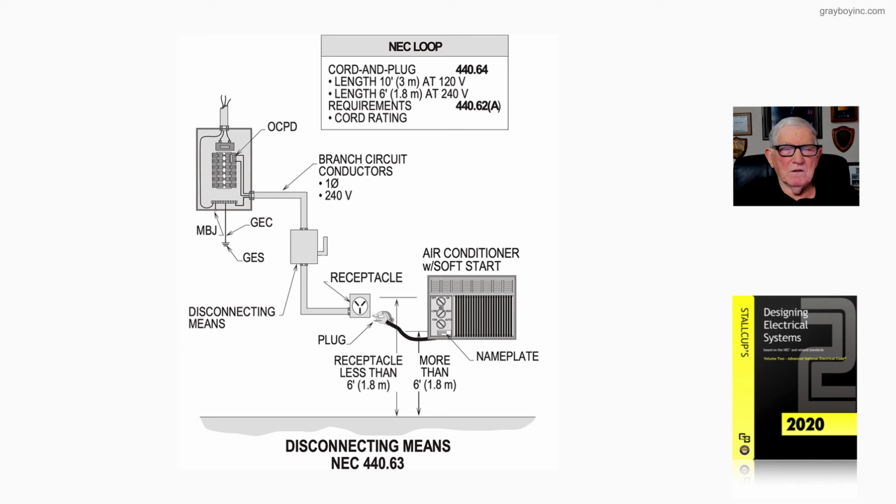But this figure 19-25B just shows the disconnecting means being a cord plug connected type unit, and the height of it being less than 6 foot, but the actual maximum foot is listed in 404.8A in the NEC.